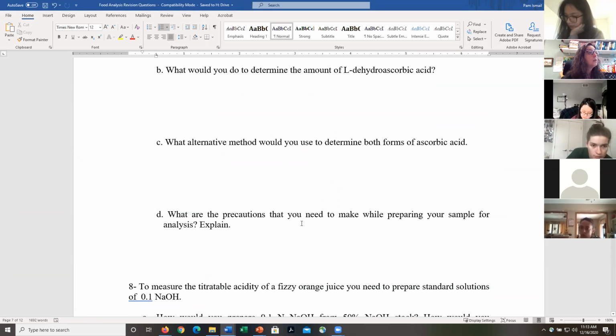So what are the precautions that you would need to make while preparing your sample for analysis? So it is vitamin C. And remember, vitamins are susceptible to a lot of different environmental conditions. Vitamin C specifically can get oxidized very easily, right? So it's susceptible to light, susceptible to oxygen, and susceptible to temperature. So I want to make sure no heating and not a lot of leaving the sample out for a while until you're ready to analyze. So there's oxygen, there's light, you're going to degrade your ascorbic acid.